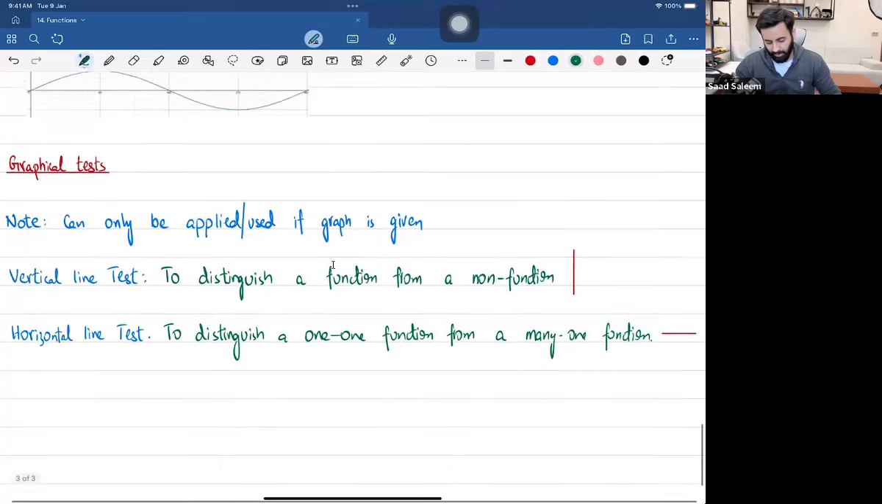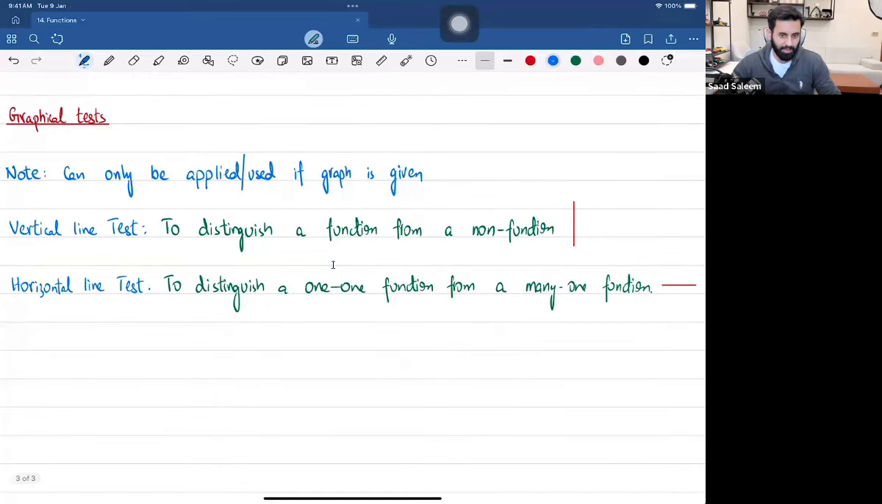Now, what are the conditions to pass and fail? As in, there's a test, but what can happen in a test? You can either pass or you can fail. So how do we distinguish? Like, we drew the vertical line, but what now? What do we do now to figure out whether it has passed the test or failed the test? So the condition to pass is if it cuts only at one point. That's the condition to pass.